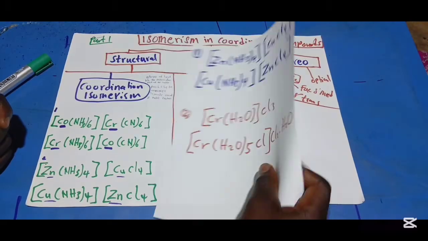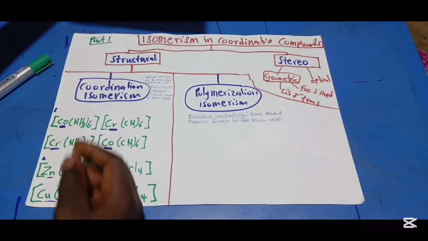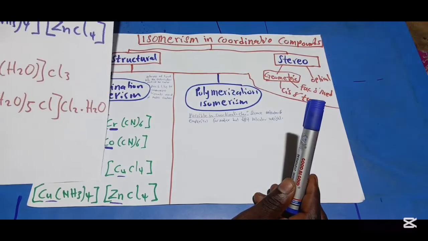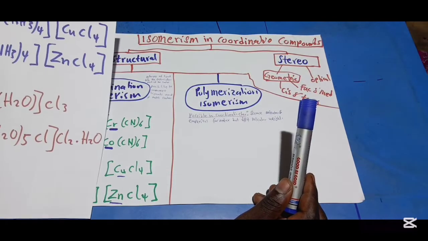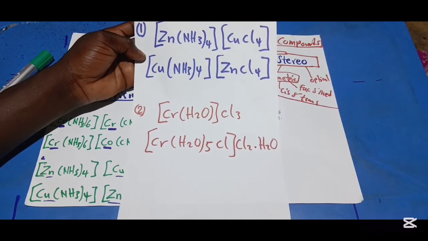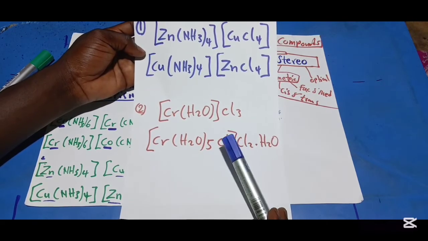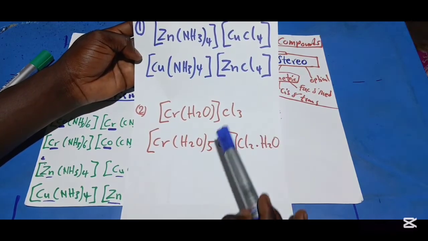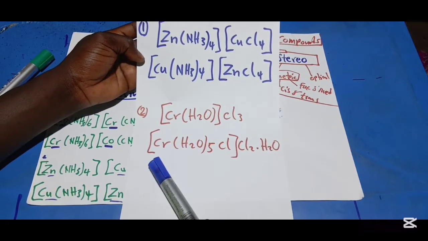Before we conclude on structural isomerisms in coordination chemistry, I have some examples here. I want you to try them and let me see your answers in the comment section. You are to identify the kind of isomerism exhibited by each pair of the following complexes.